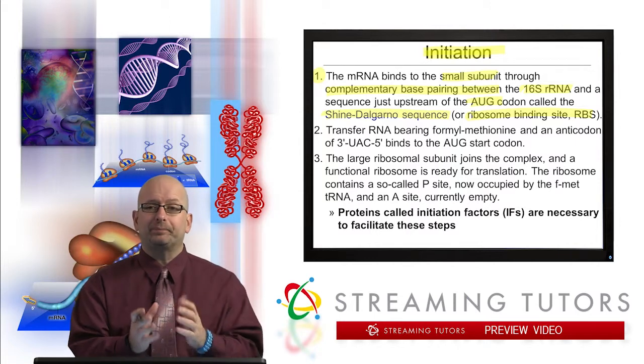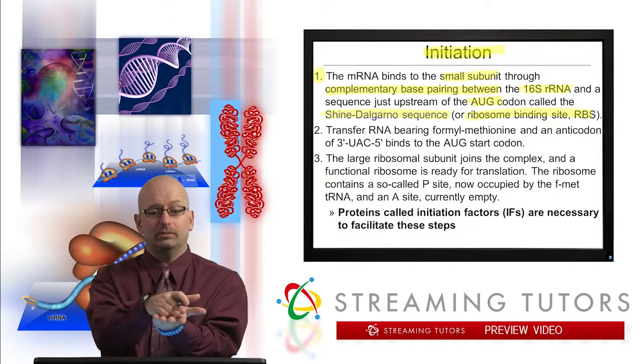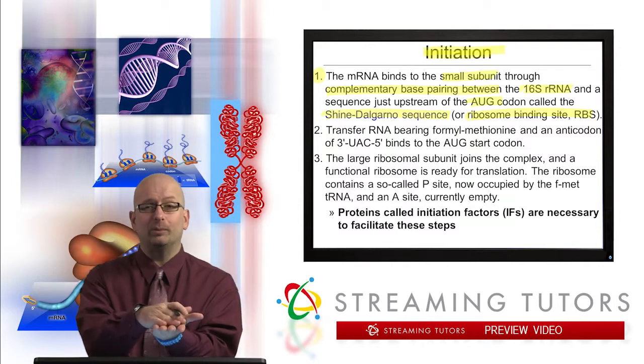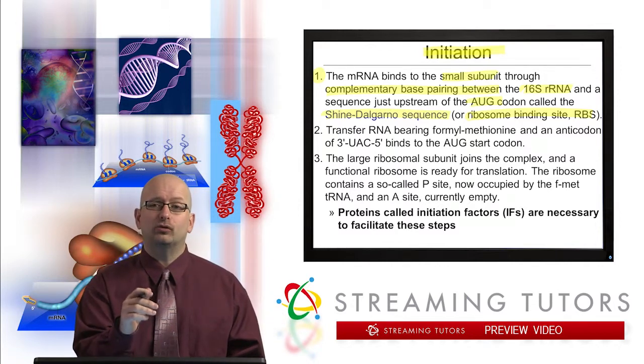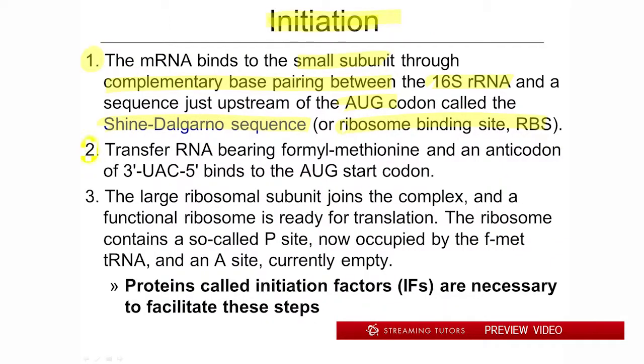So you can think the messenger RNA just, and I'll show you a picture in a moment, just came over and bound in the correct way to the small subunit. And then a tRNA, a transfer RNA, which has formylmethionine. I'm pretty sure we mentioned this, that so-called F-met. It's just a modified methionine in bacteria.